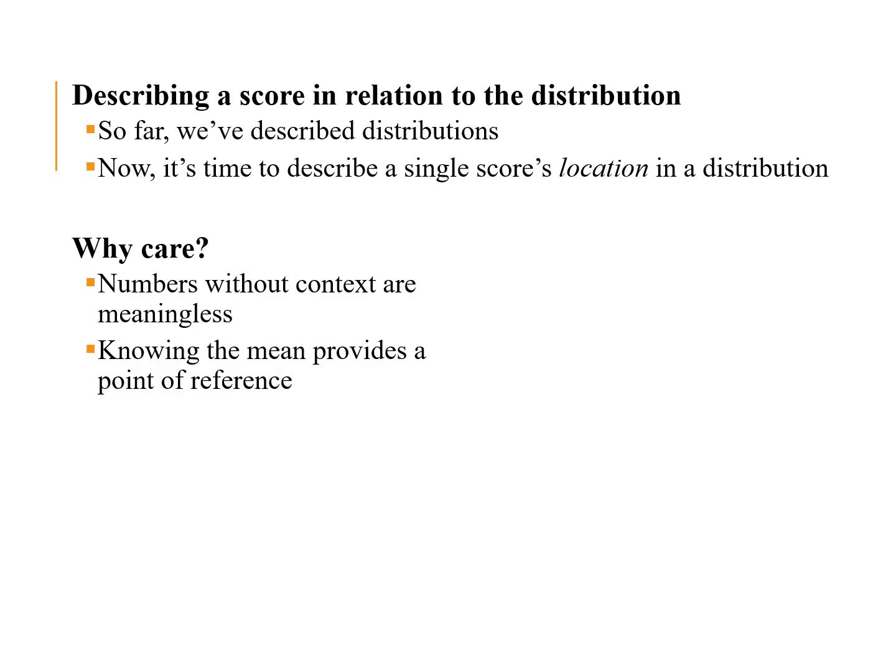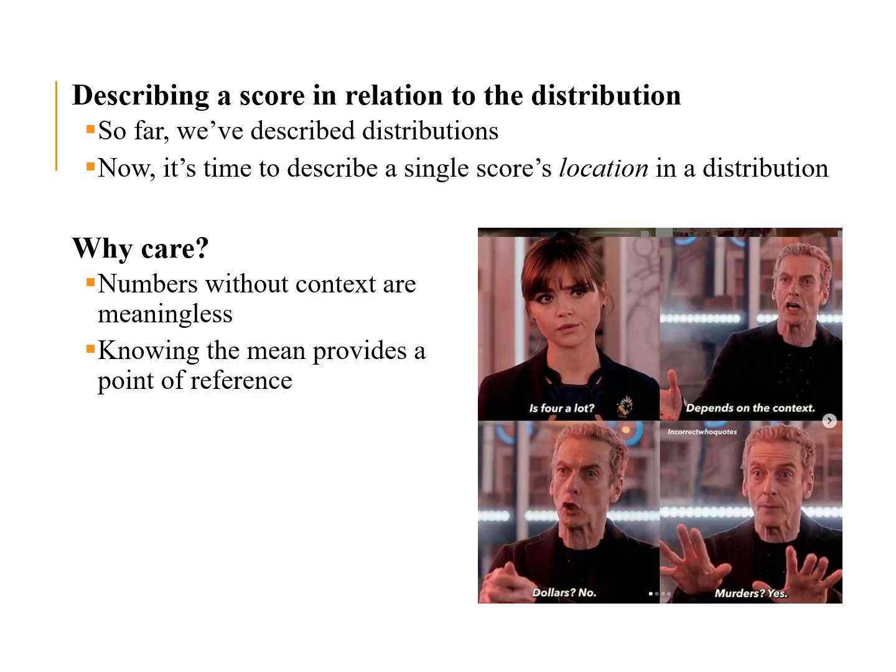So far, we've only described distributions, but now it's time to describe a single score's location in a distribution using what's called a z-score. And this is important because numbers without context are essentially meaningless. If you were to score 350 points in a class, is that good or is that bad? It really reminds me of this meme from Doctor Who, asking if 4 is a lot. It really depends on what we're measuring here.